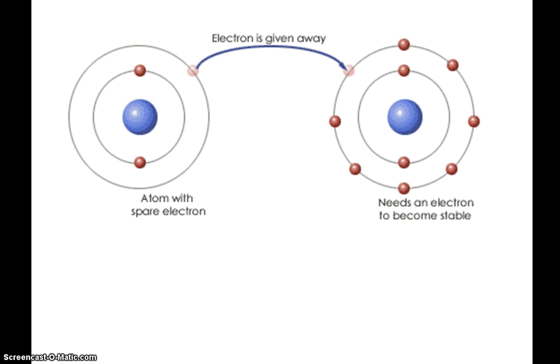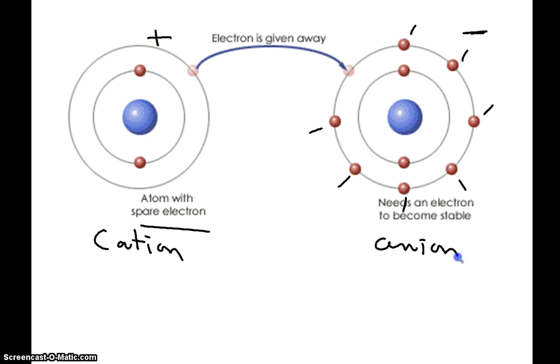So here's an example of an atom with a spare electron. It only has one electron in its outer shell. And here's one that needs one, so it already had 1, 2, 3, 4, 5, 6, 7. And we know because of our octet rule, if it gets an eighth, it will become very stable. So the atom on the left will give up a negative charge. It will become a positively charged cation. The one on the right will gain an electron. It will become negatively charged, and it will become an anion.